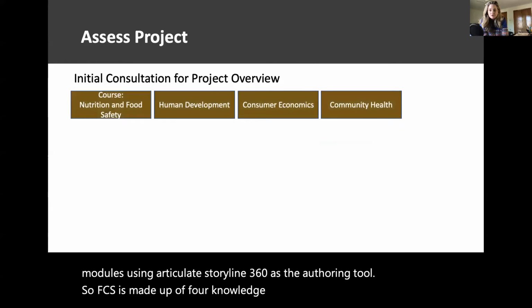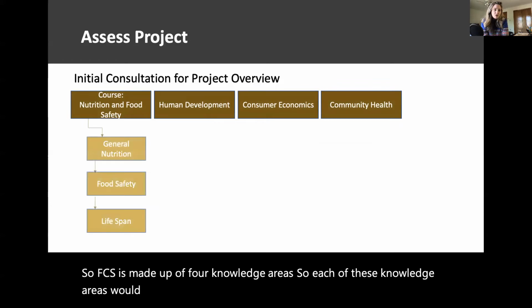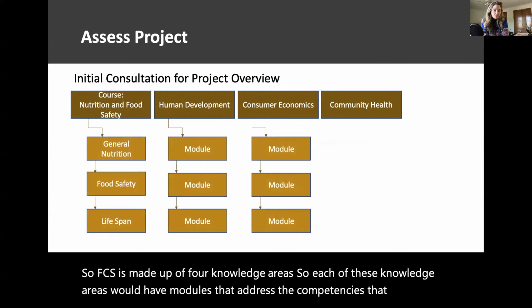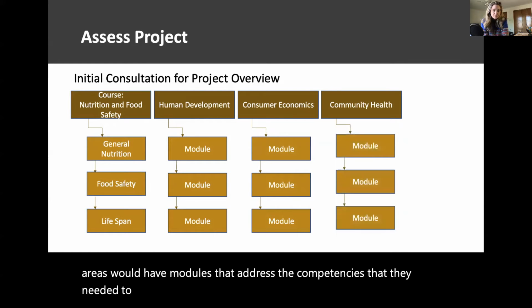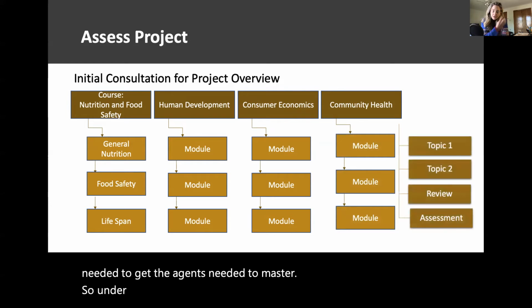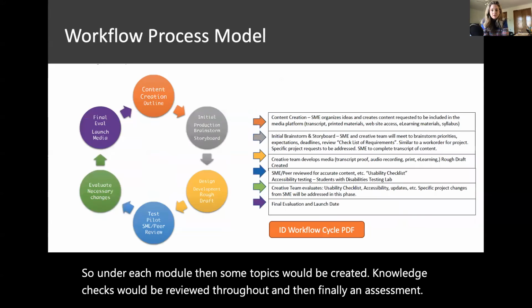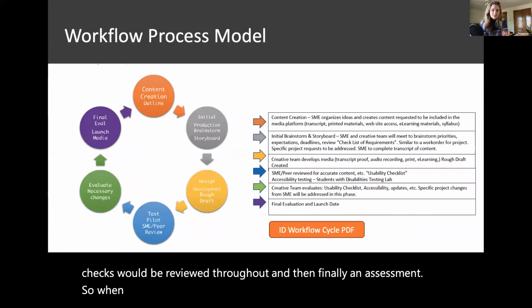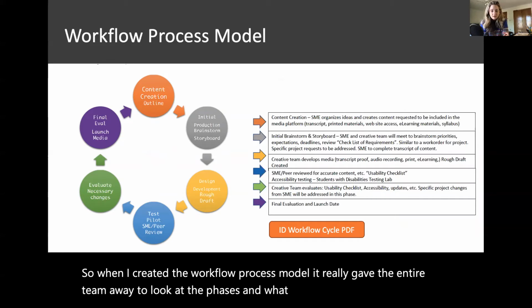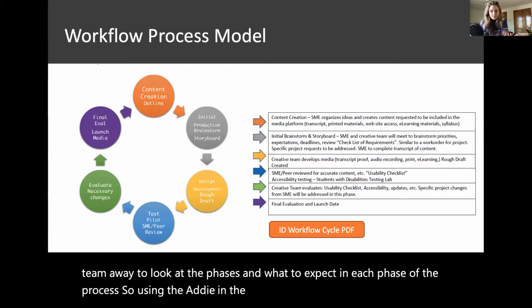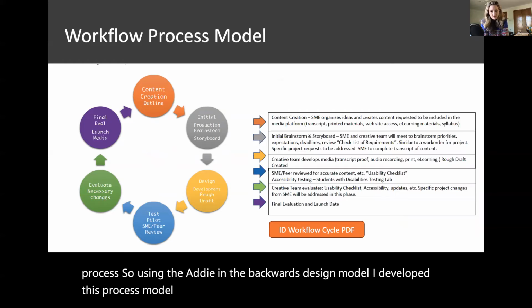So each of these knowledge areas would have modules that address the competencies that the agents needed to master. So under each module then, some topics would be created, knowledge checks would be reviewed throughout, and then finally an assessment. So when I created the workflow process model, it really gave the entire team a way to look at the phases and what to expect in each phase of the process. So using the ADDIE and the backwards design model, I developed this process model to assist in the project management.